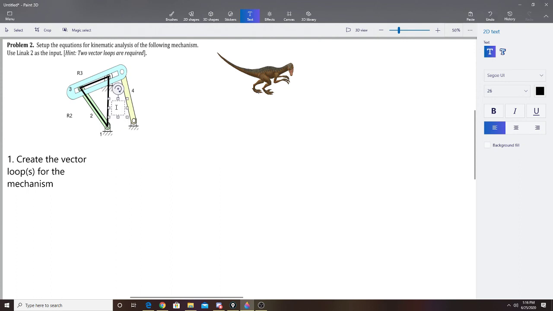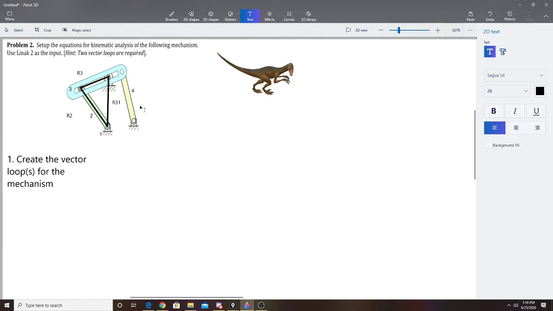So I'm going to call this one, we'll call this one R31. How about that? Alright, so we have an R31. So we went from R2 to R3 to R31. I like that. That is a good loop.